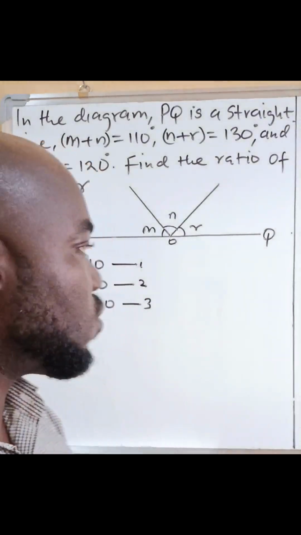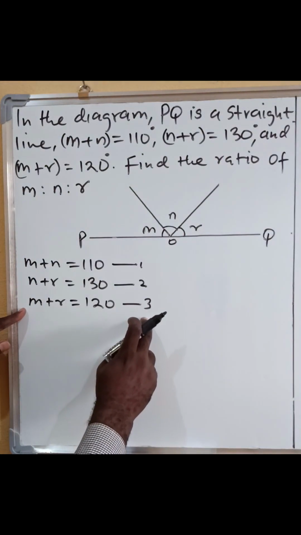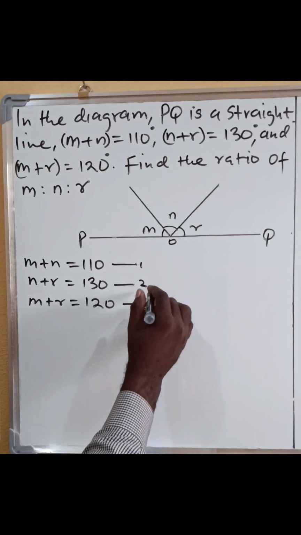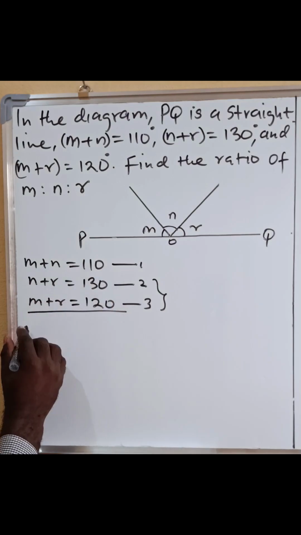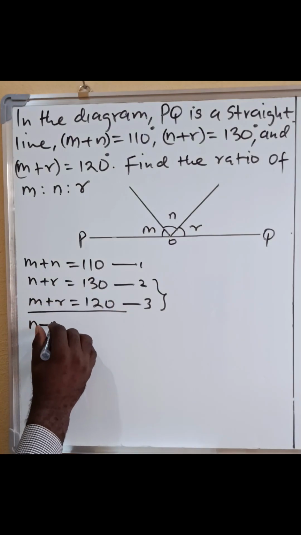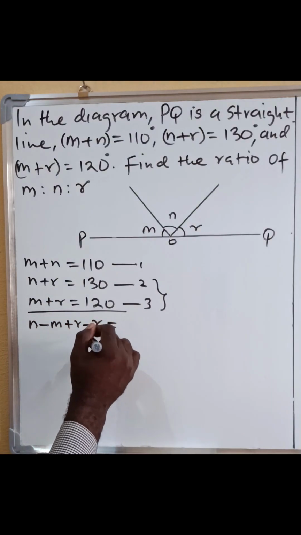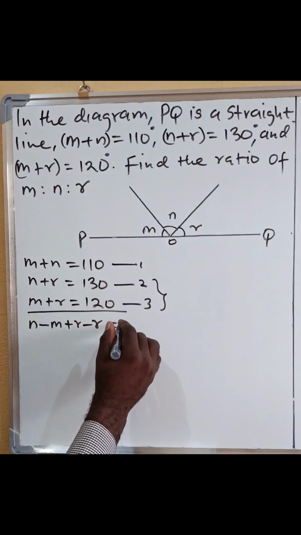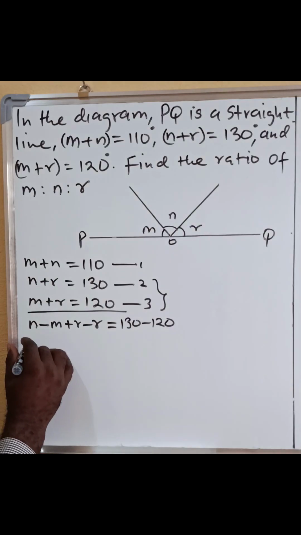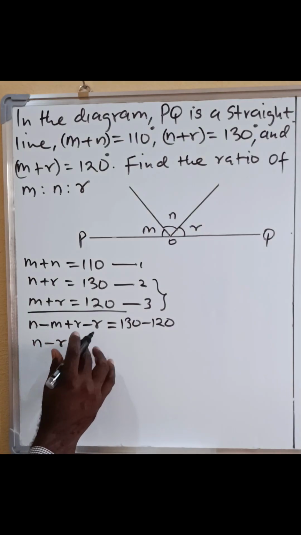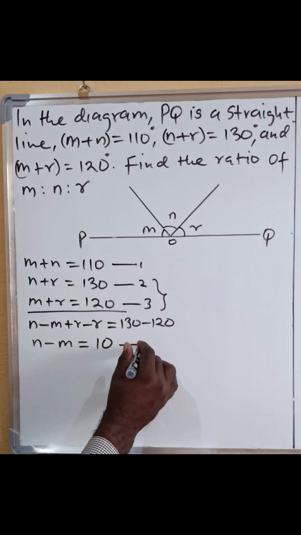So to solve this very well, I'm going to tackle equation 2 and 3. I'll subtract equation 3 from equation 2. If I subtract equation 3 from equation 2, I will have N minus M, then R minus R, and then that will give me 130 minus 120. So at the end of the day, N minus M will give me 10. So I'll call this equation 4.